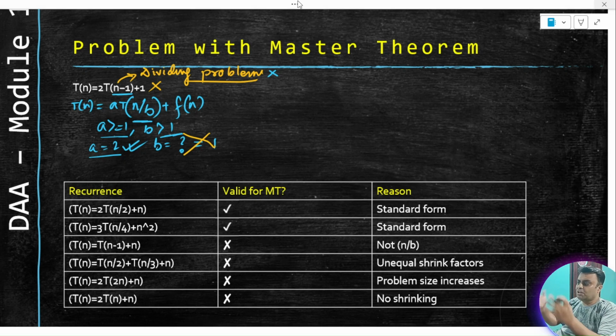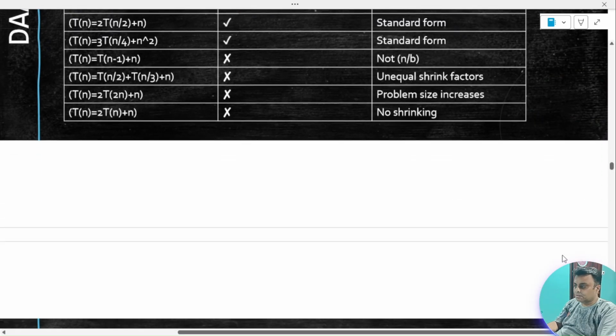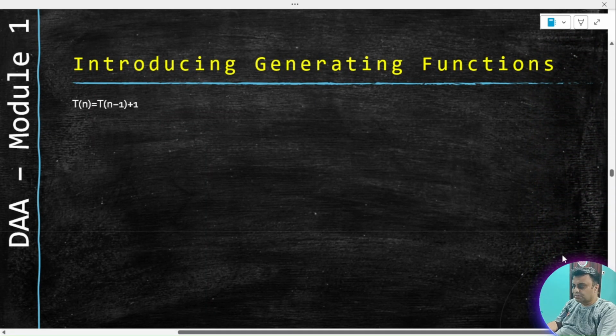So there are so many recurrence relations that cannot be solved using Master's theorem, right? Therefore, it makes it necessary to find a generic function or generic method through which we can solve recurrence relations. So let me start introducing you to the generating function now that we have seen the problems. Introducing you to the generating function way of solving things.